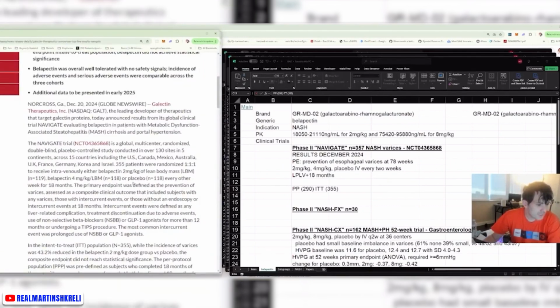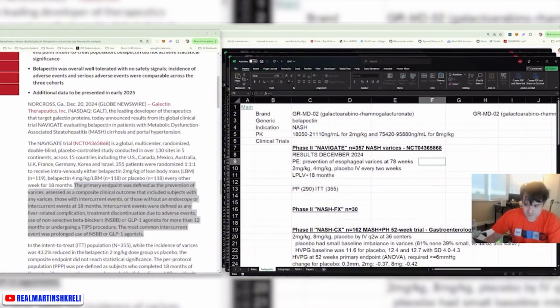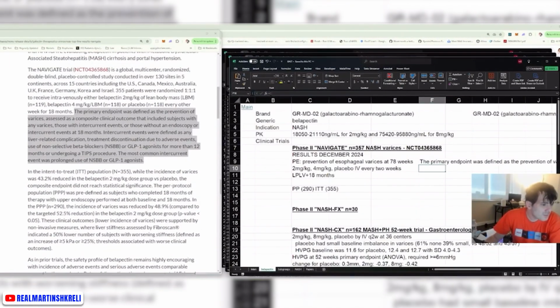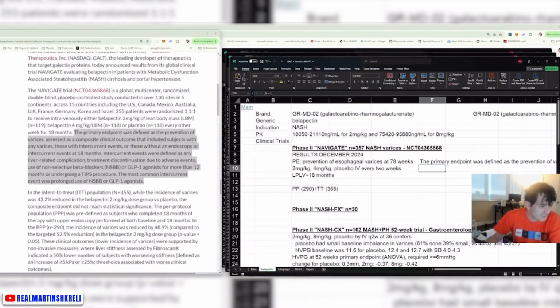Well, they say composite primary endpoint. Prevention of varices. Oh, okay, here we go. Assessed as a composite clinical outcome that included subjects with any varices, those with intercurrent events, or those without an endoscopy or intercurrent events at 18 months. What? That's not what it says on clinicaltrials.gov. So are they not revealing what the primary endpoint results were?